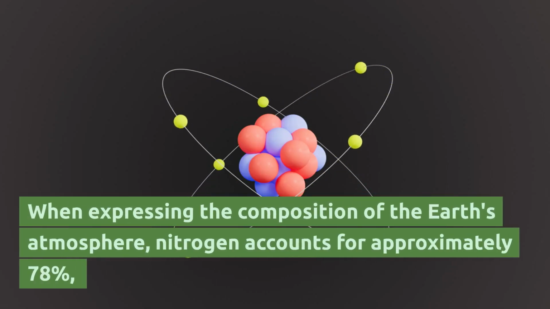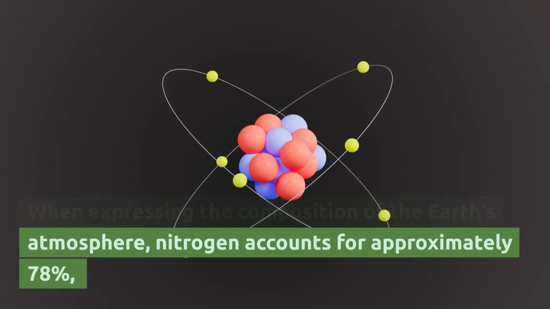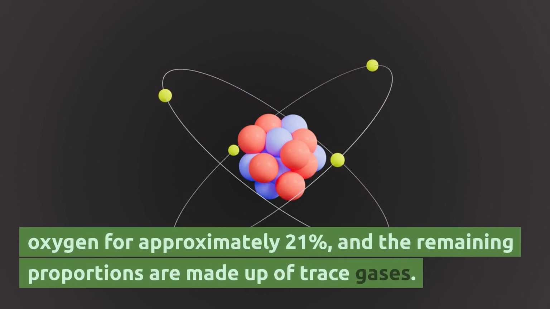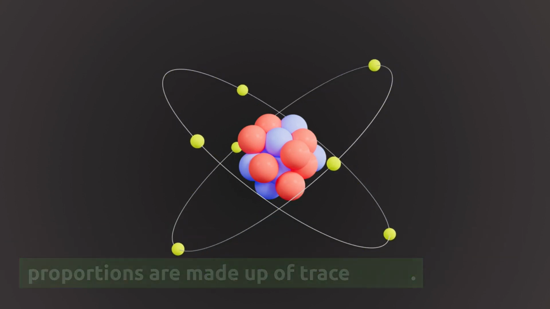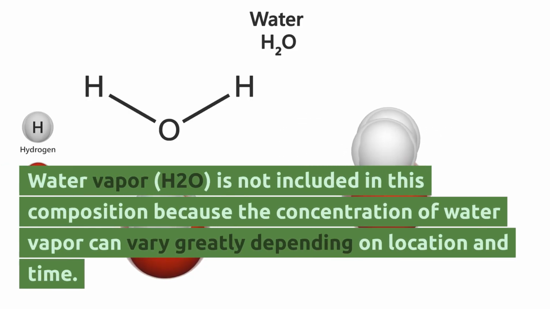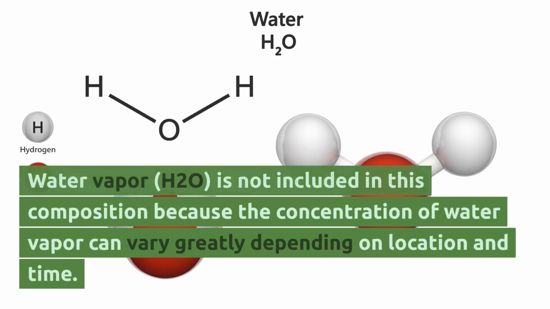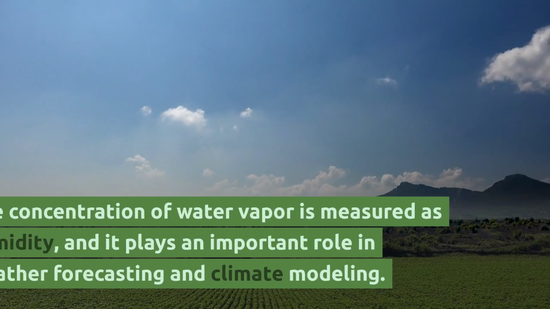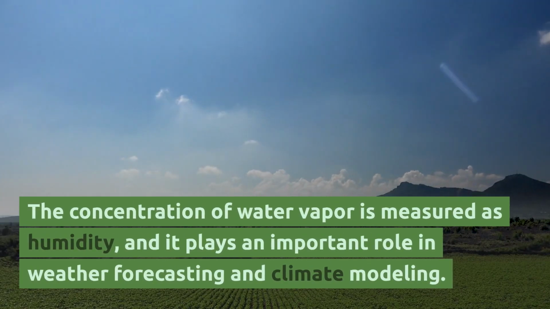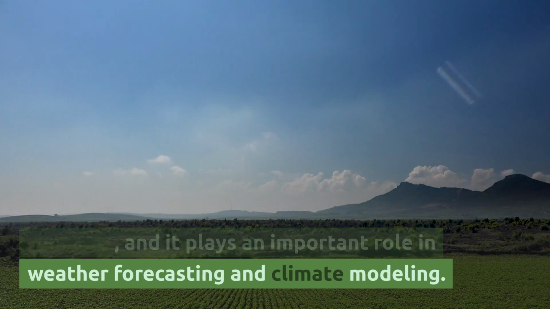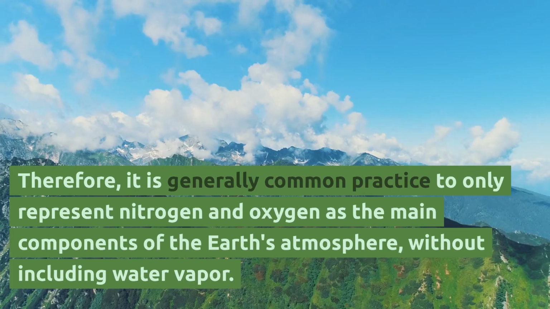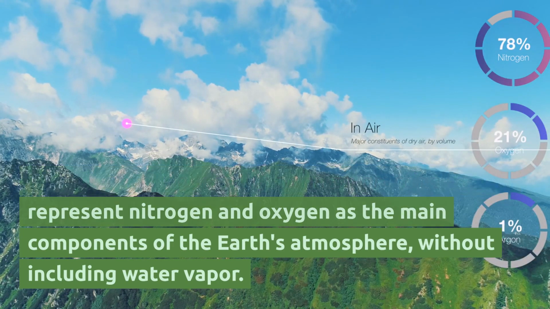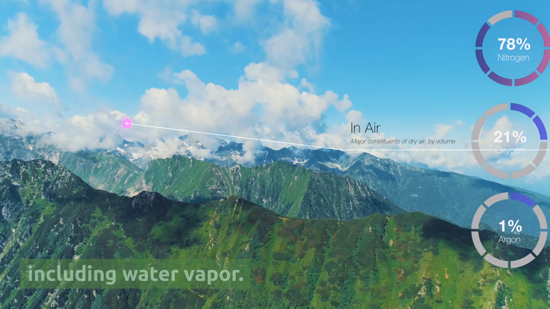When expressing the composition of the Earth's atmosphere, nitrogen accounts for approximately 78%, oxygen for approximately 21%, and the remaining proportions are made up of trace gases. Water vapor, H2O, is not included in this composition because the concentration of water vapor can vary greatly depending on location and time. The concentration of water vapor is measured as humidity, and it plays an important role in weather forecasting and climate modeling. Therefore, it is generally common practice to only represent nitrogen and oxygen as the main components of the Earth's atmosphere, without including water vapor.